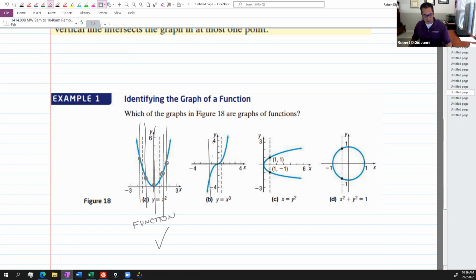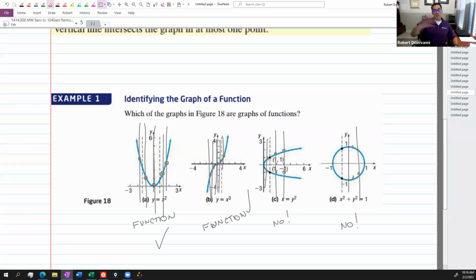Next one, same thing. As I draw vertical lines, I never hit more than once. So this is a function. Okay. On the next one, though, when I start drawing vertical lines, I'm hitting it in more than one spot. And so this would not be a function. And same with this one. I hit it more than once, not a function.